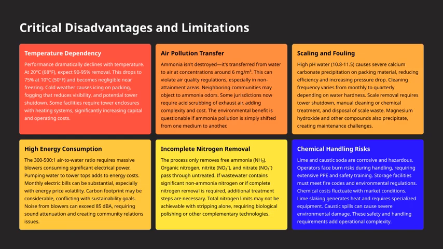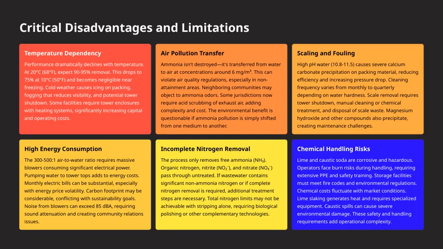Finally, there are chemical handling risks to consider. Lime and caustic soda are both corrosive and hazardous materials. Operators require proper safety training and protective equipment to handle these safely and avoid burns or spills. Storage facilities must comply with fire and environmental regulations.